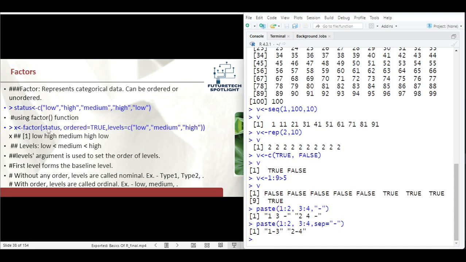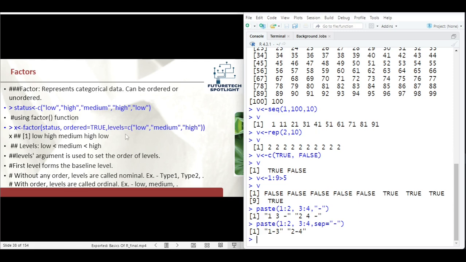So the first parameter of the factor function is status. Status is what? Your data, this particular vector. So vector data is your first input, your first parameter for the factor function. The second one is ordered is equal to true. It means we are giving the information to this function on whether the given data is ordered data or not. If the data is not ordered, we are having nominal data, then we need to write ordered is equal to false. And then after that, levels.